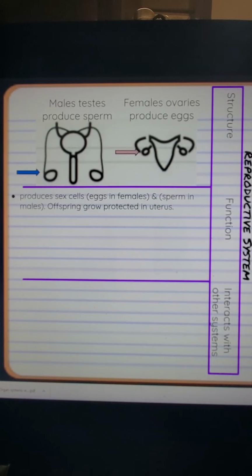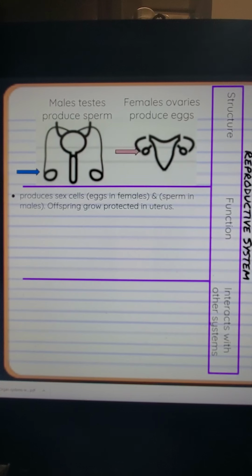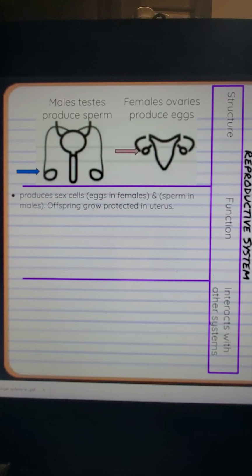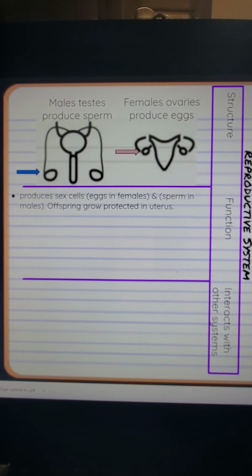And what is the function of these structures? So it says this system produces sex cells. The sex cells in females are called eggs, and in males it is called sperm. The uterus is where, and my little arrow went away, but the uterus here is where the offspring is going to grow, protected inside of the body of the female.